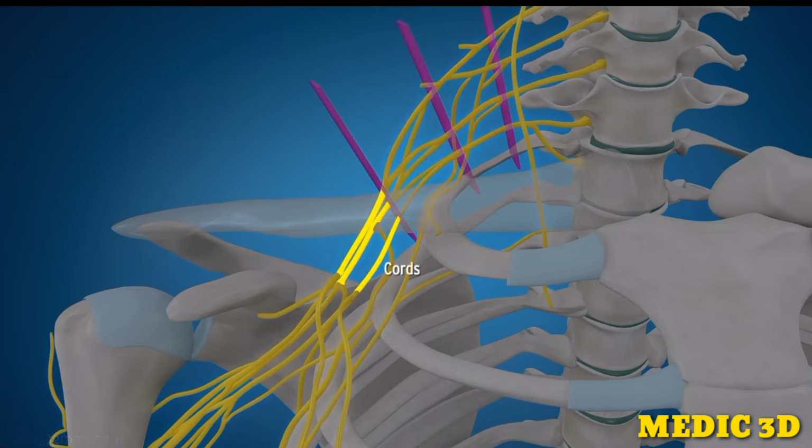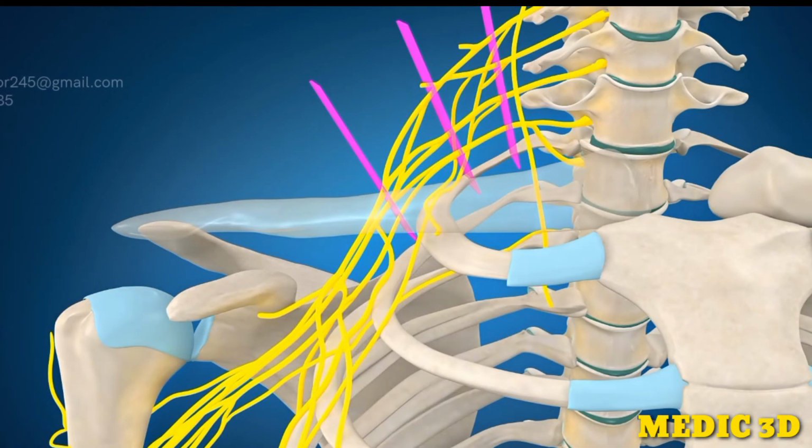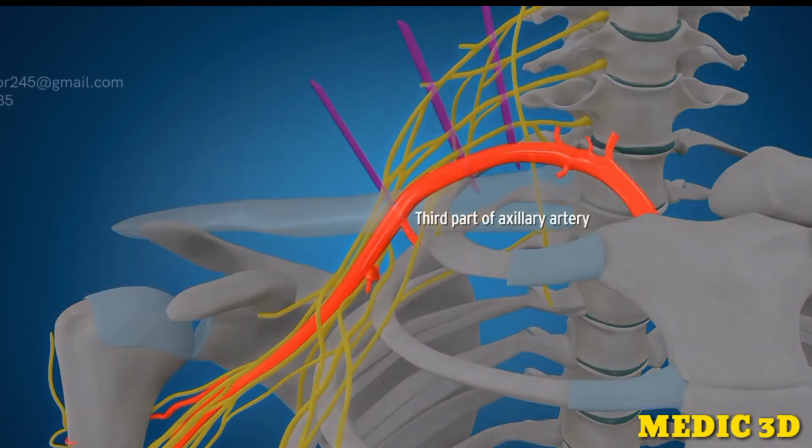The cords. The cords are formed by the union of the divisions. There are three cords: the medial cord, the lateral cord, and the posterior cord. They have been named based on their relation to the third part of the axillary artery.